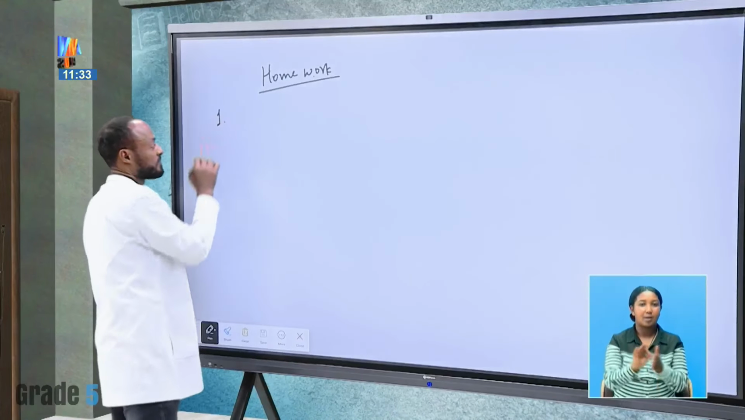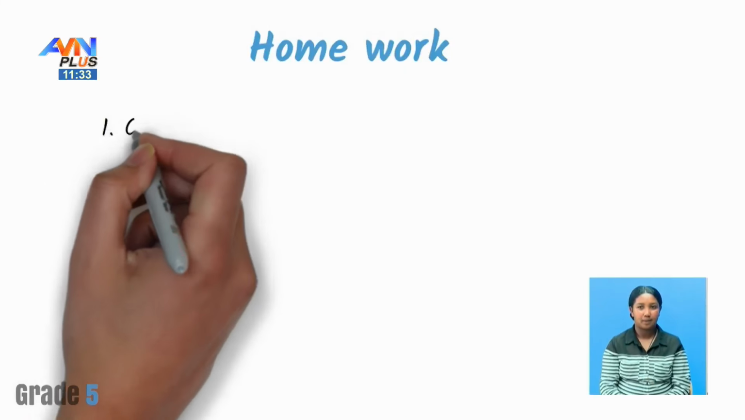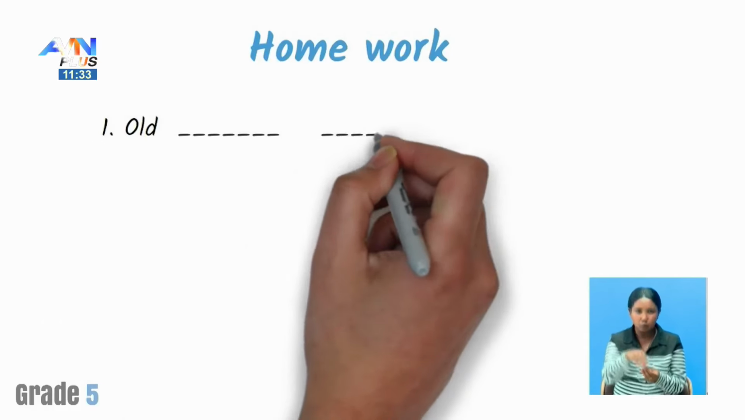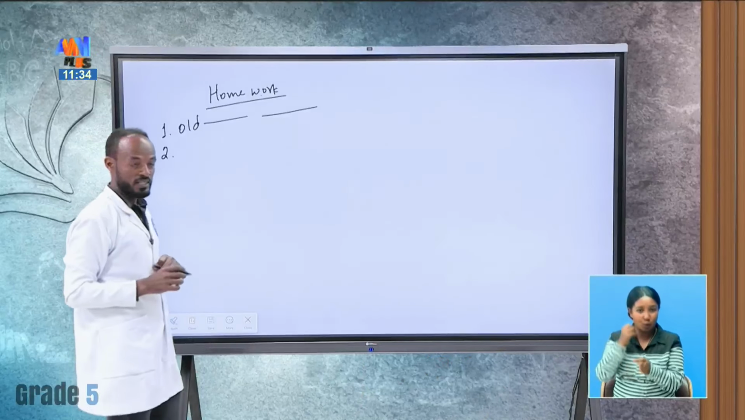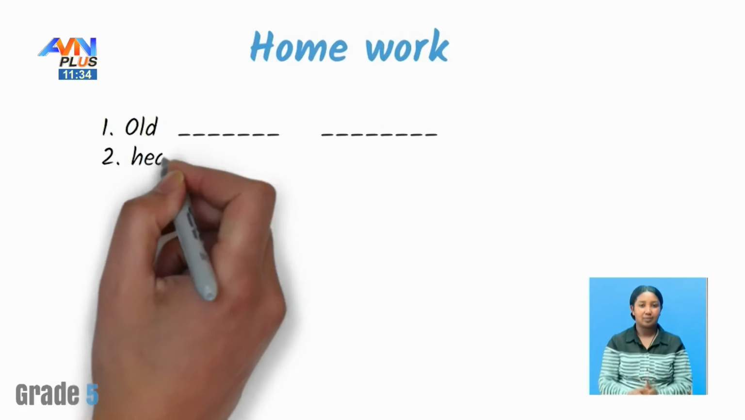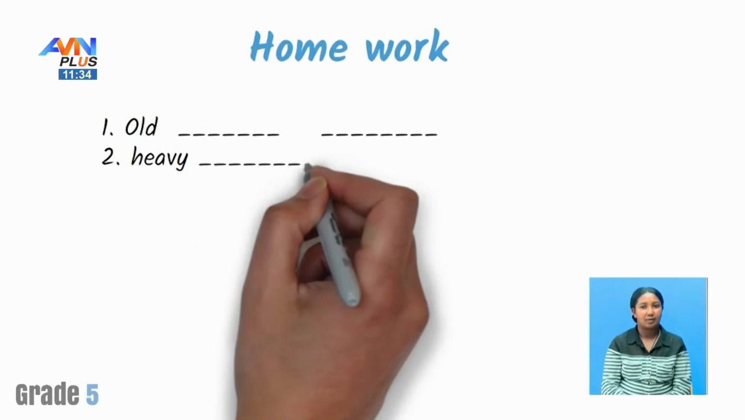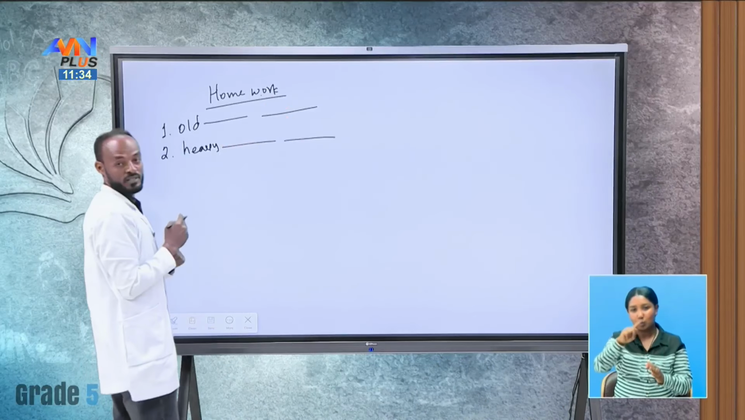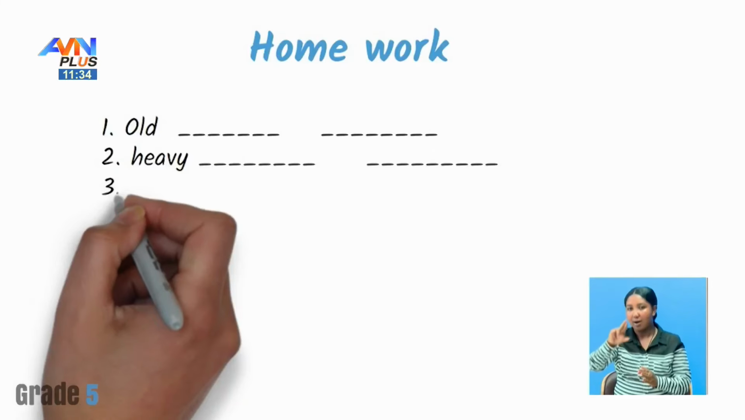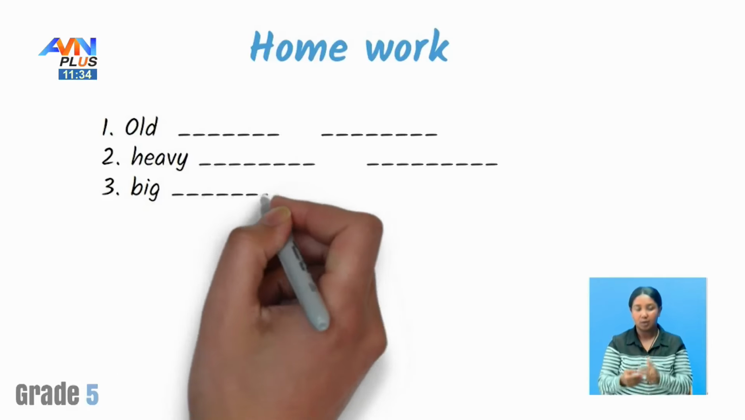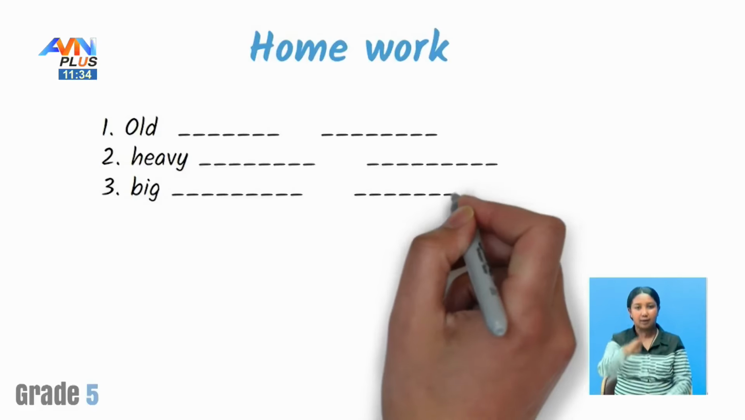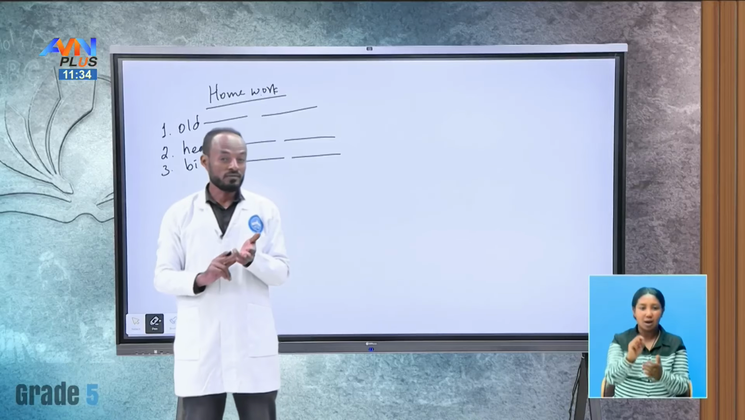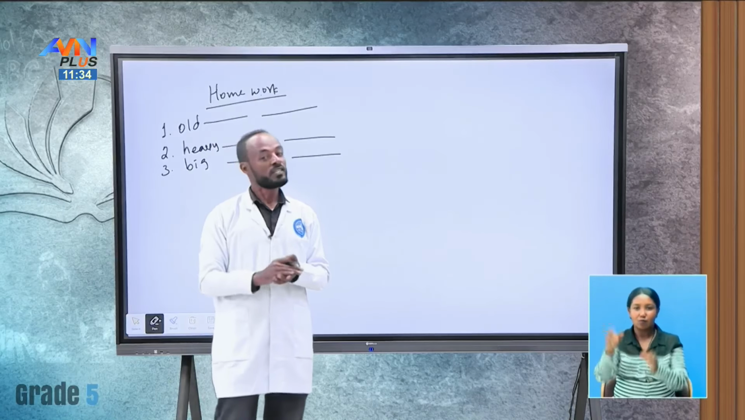Number one, old. Its comparative and then its superlative should be written here. The second, heavy. You have to write their comparative and superlative forms here. And the third one, big. And you have to write the comparative and the superlative form of these words. Thank you. See you.